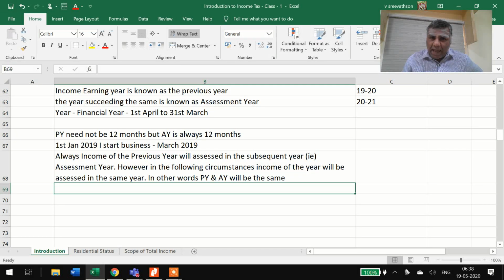From 1st April 2019 to 31st October 2019, that person has earned income in India. We all understand that he has earned income in India. You understand, right?